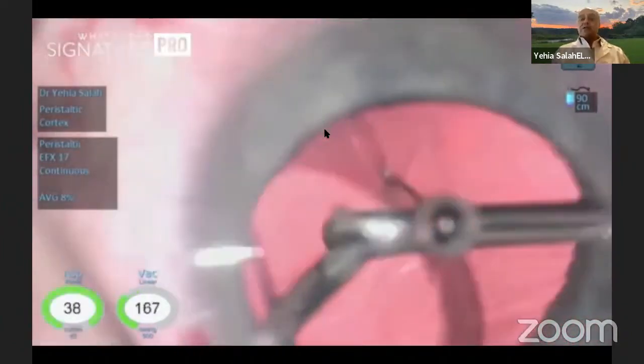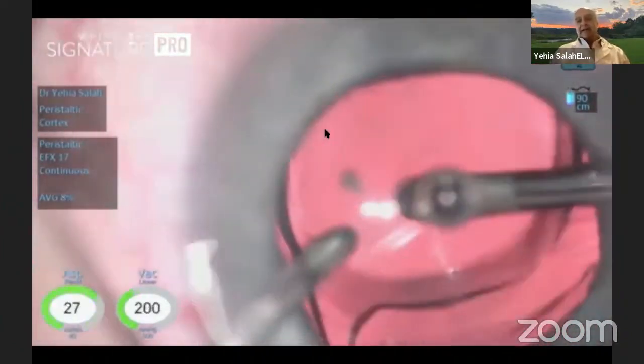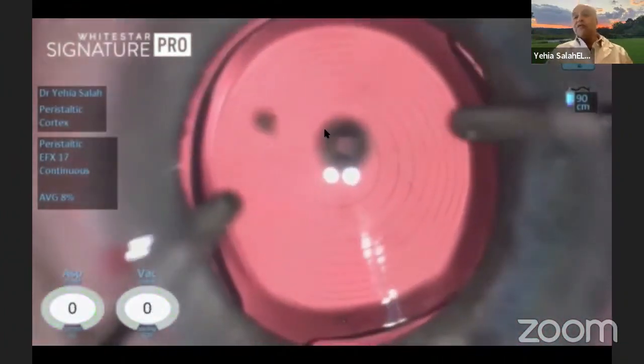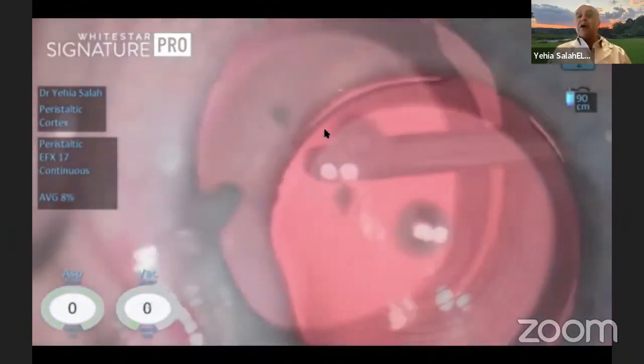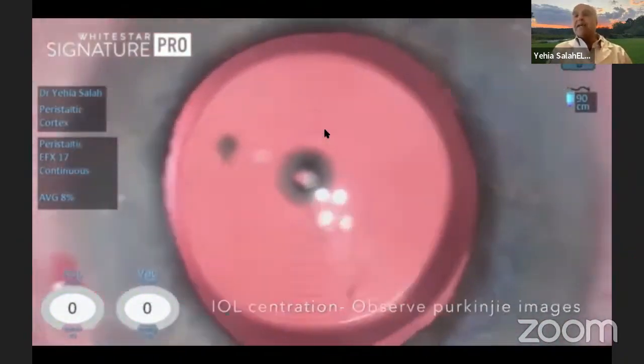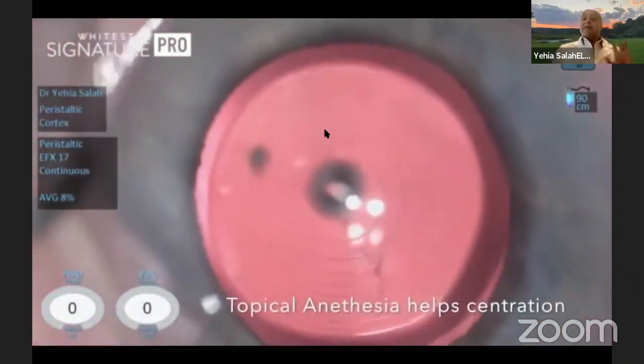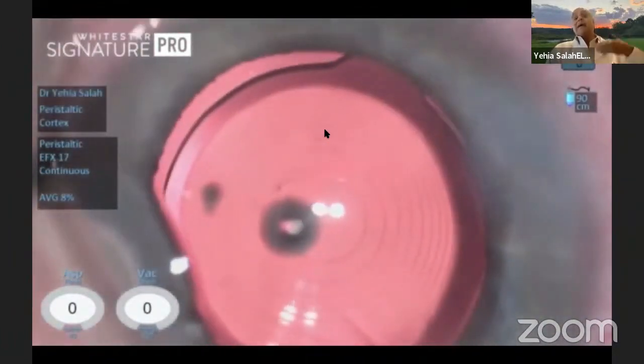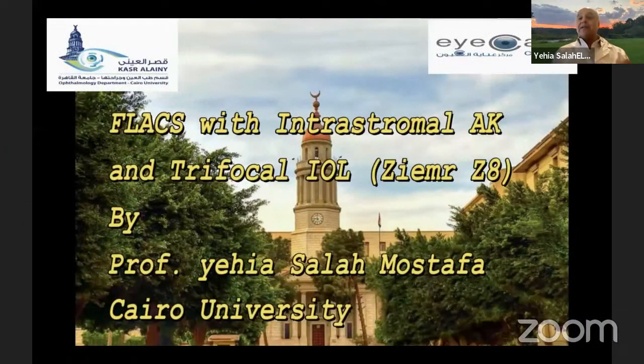You have to remove the viscoelastic from behind as with any lens, but this is more important. And you see the beauty of having topical anesthesia. You can ask the patient to fixate on the light, so you can center the Purkinje image over the central part, and this ensures in a way a good outcome post-operatively.